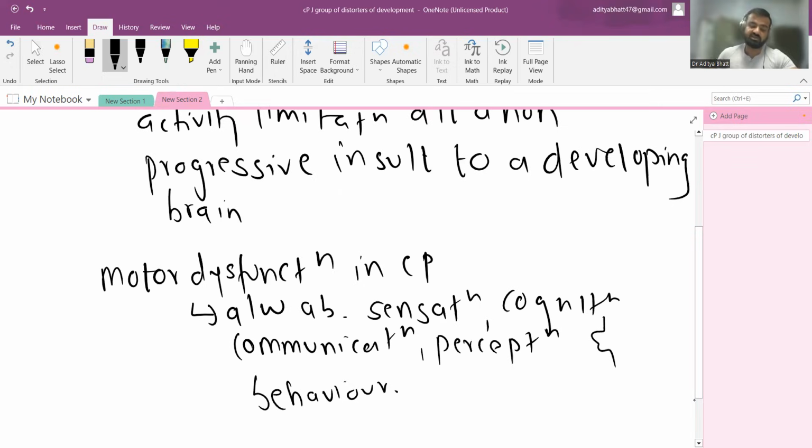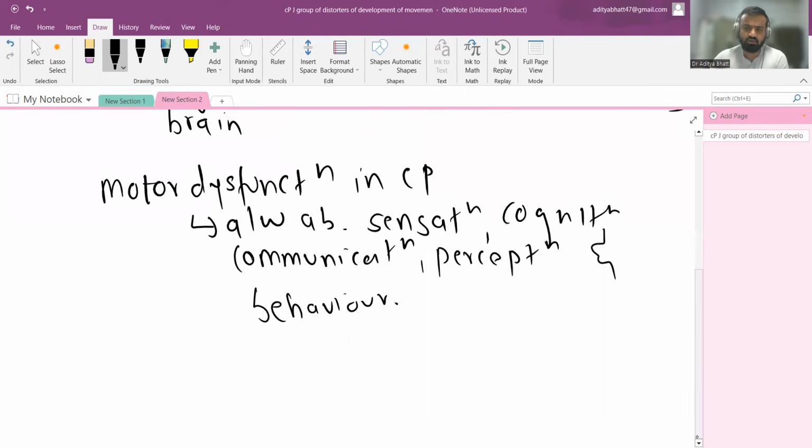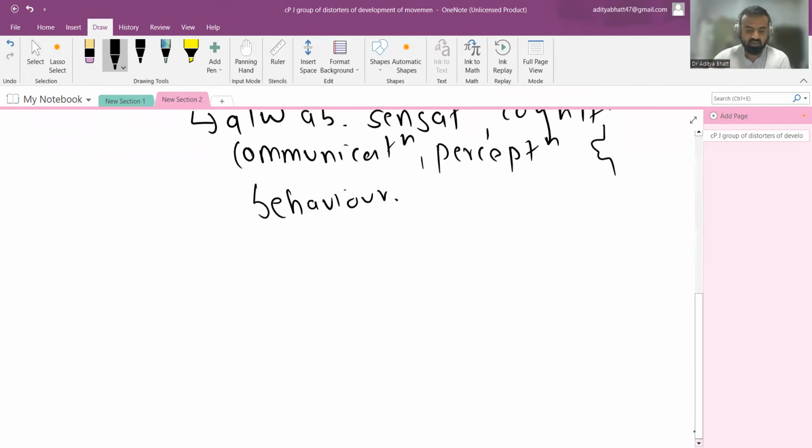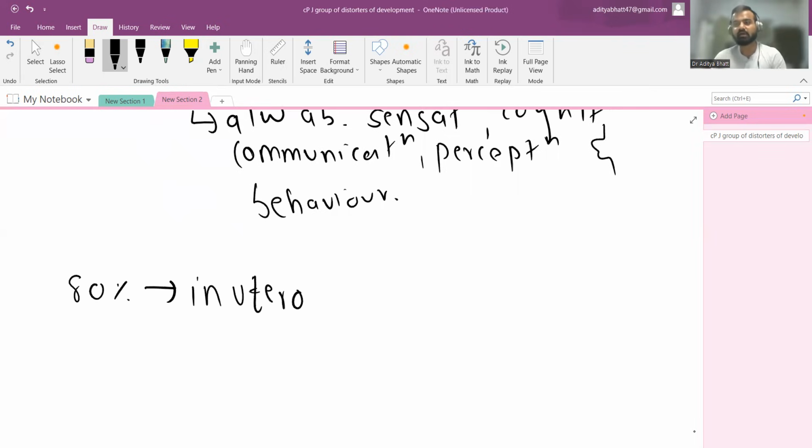So this is the definition of cerebral palsy, and you have to understand that there are lots and lots of risk factors, but 80% of all cases of CP are due to in utero insult. Like there might be cord around the neck, or inadequate blood flow, or reversal of the blood flow, or the mother has taken a teratogenic drug.